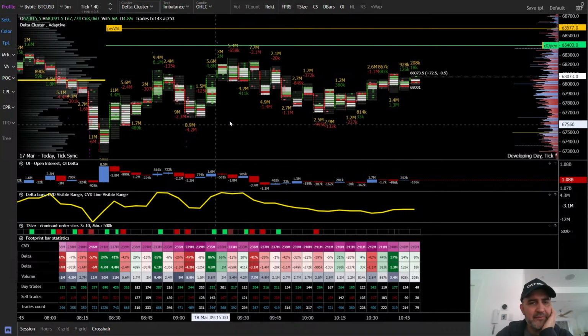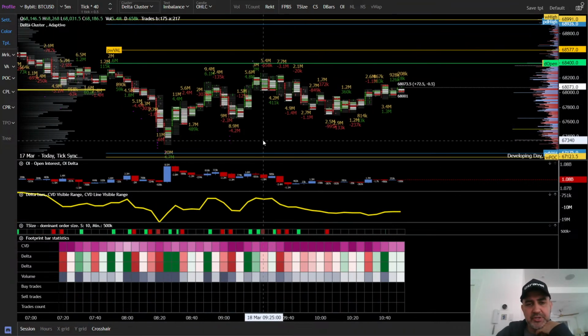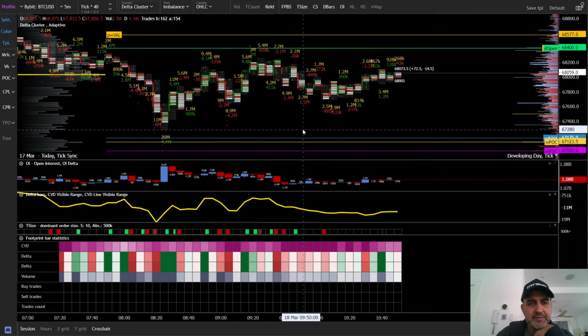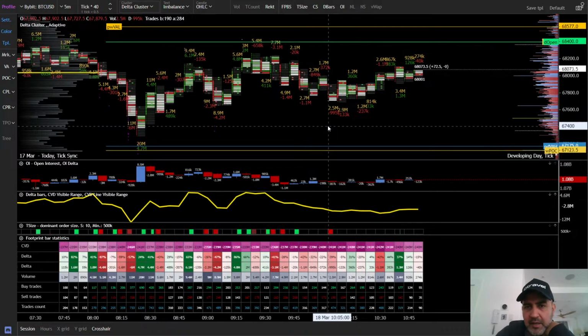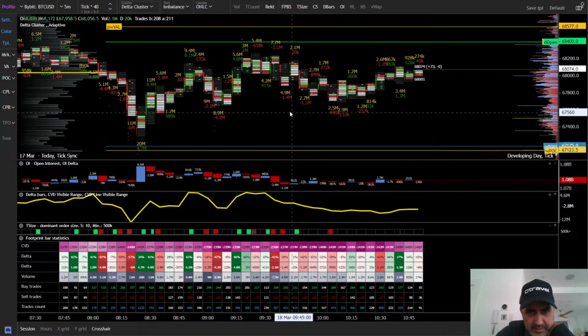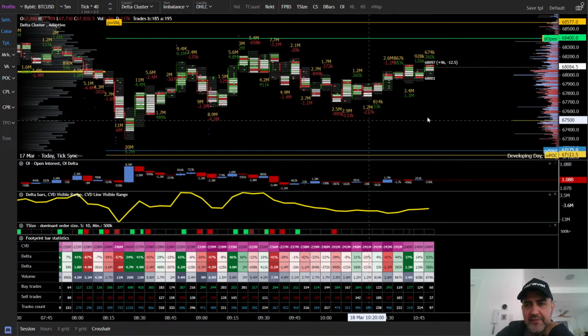Okay, so we have a little bit of longing here on leverage, which is quite interesting. That's what I wanted to see. Are people starting to long? And it does look like there's a little bit of longing here. There's also a little bit of bullish divergence.